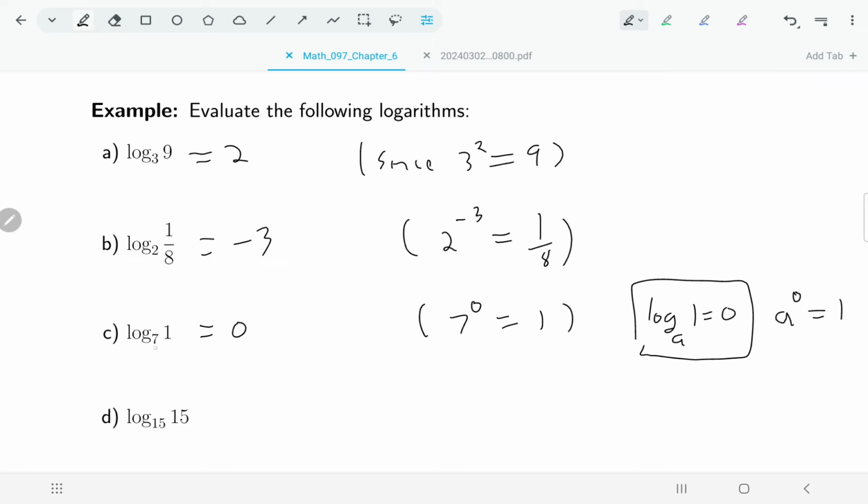So if this had been log base 8 of 1, the answer would be 0. Or if it had been log base 12 of 1, the answer would also be 0. Or log base a half of 1, the answer would be 0. Because in all those cases, whatever the base is, raised to the power of 0 gives us 1.